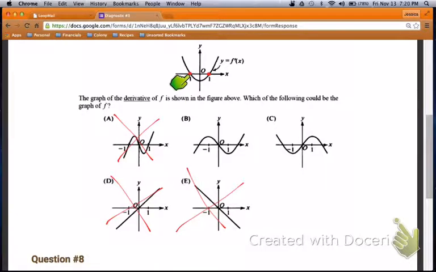So for negative 1, remember that because it's going from positive to negative, that would be going from increasing to decreasing, which would be a maximum. And then over here, vice versa, it's going from negative to positive, which means that the original function is going from decreasing to increasing, which would be a minimum. And so the only one that fits that description is actually B. It has a maximum at negative 1 and a minimum at positive 1. So B is the answer to number 8.